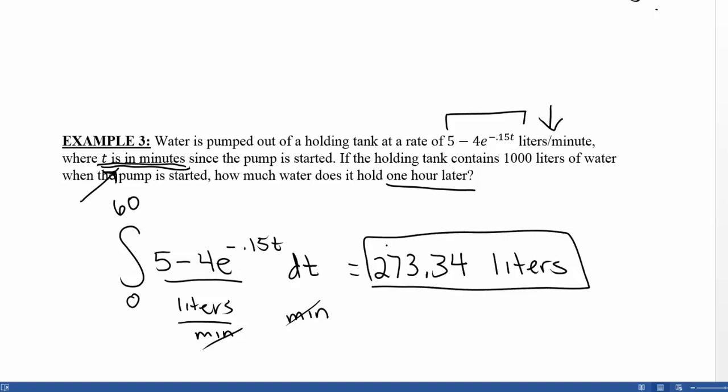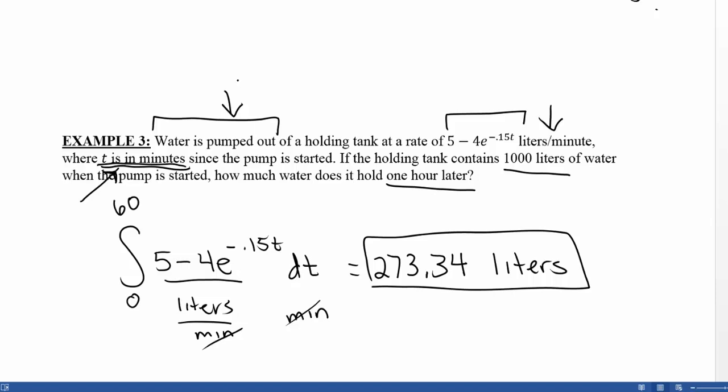Now, we know that the holding tank initially contains 1,000 liters. In a previous problem, we added the amount from the definite integral to the initial value. However, we have to be careful here because we're talking about water being pumped out. So if that is the amount of water being pumped out of the tank, we actually have to subtract this number from 1,000.